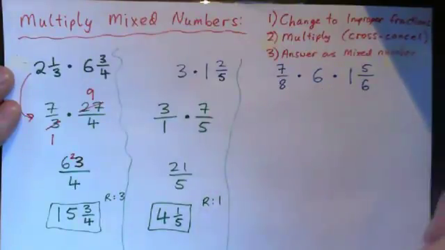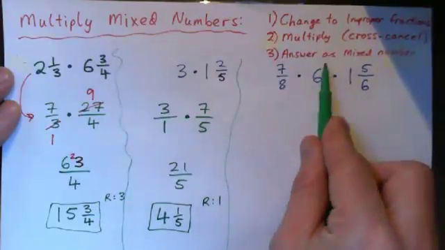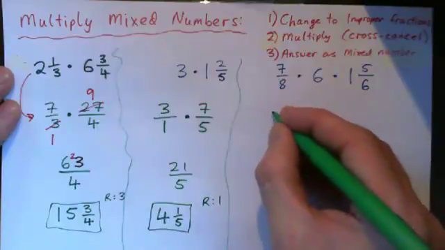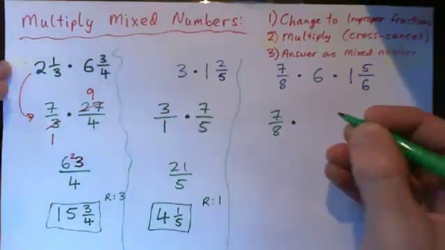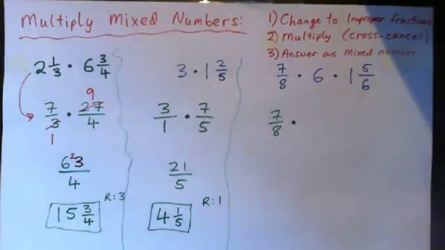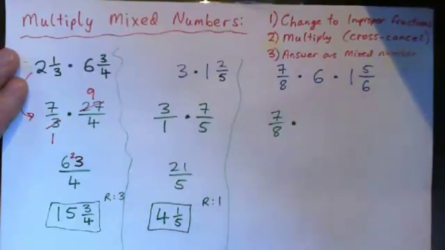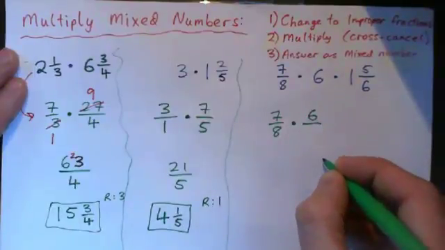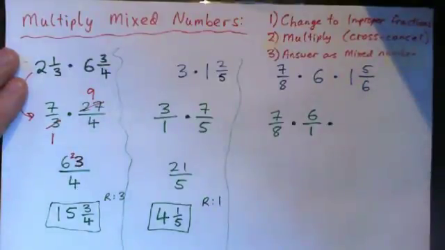So basically the first step is change to improper fractions. So I'm going to change each number to an improper fraction, if needed. Well, 7/8 is just a regular fraction, so it's a proper fraction, so I'll just leave that as it is. But we do need to change the number 6 into a fraction. How would you write 6 as a fraction? 6 over 1, right? Now, write 1 and 5/6 as an improper fraction.